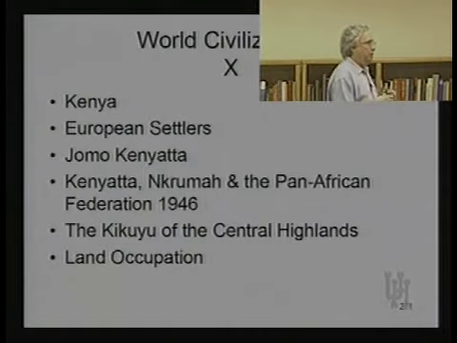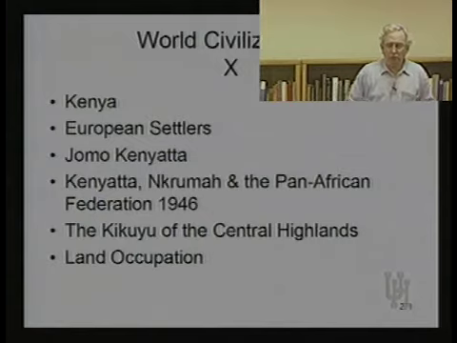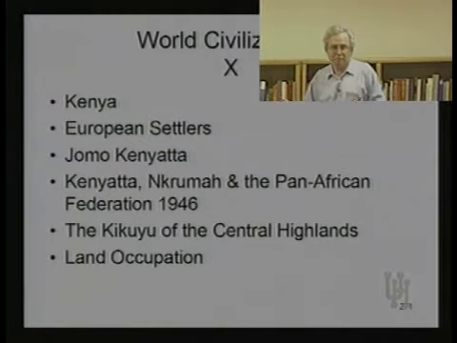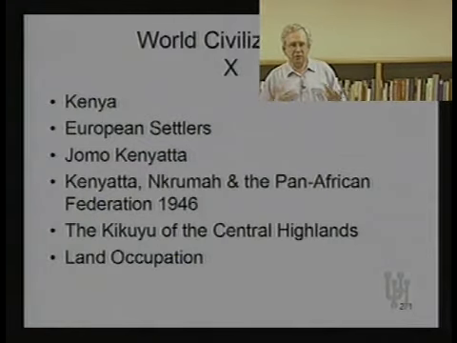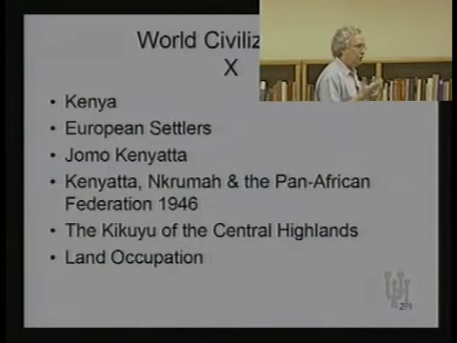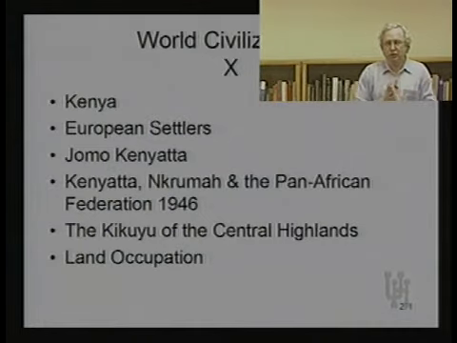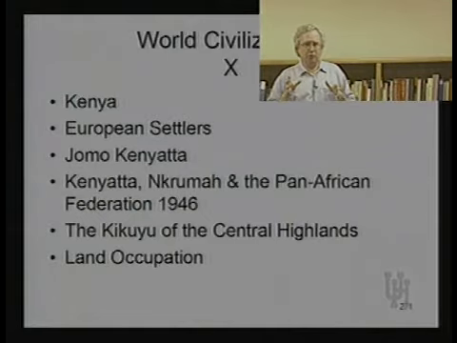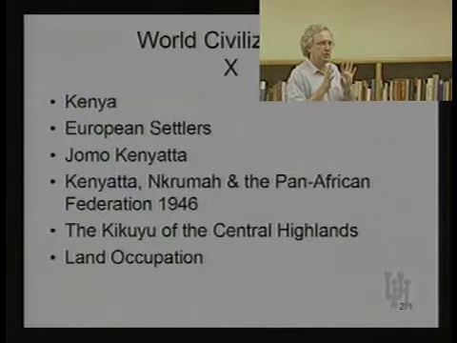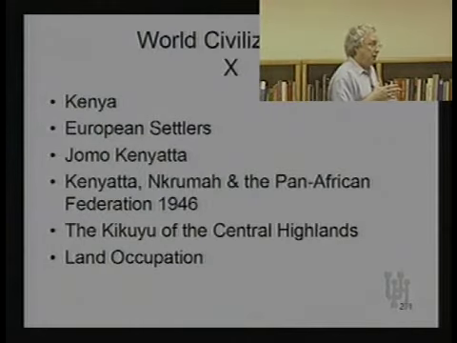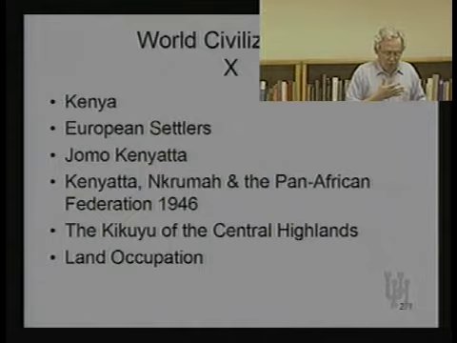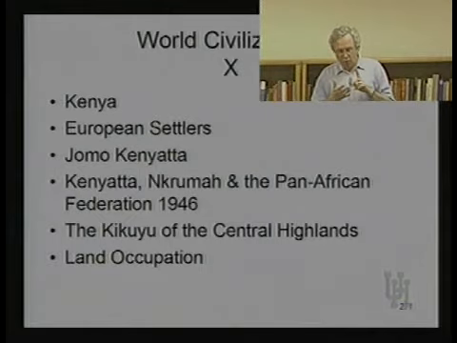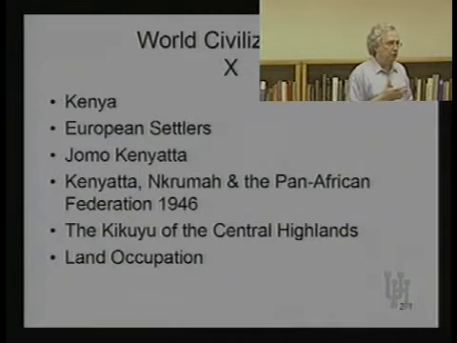The man who came to lead the independence struggle was a man named Jomo Kenyatta. Kenyatta had received his education in Christian schools. He was very familiar with Western education. And he emerged, along with a number of other figures in Africa, as key people in resistance against European control. Kenyatta, Kwame Nkrumah, and others helped form the Pan-African Federation in 1946.